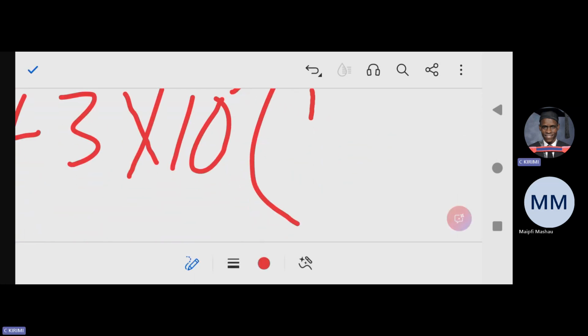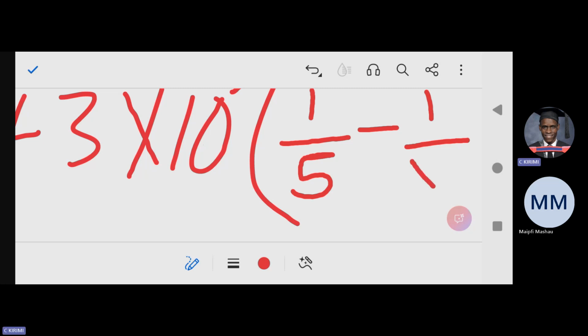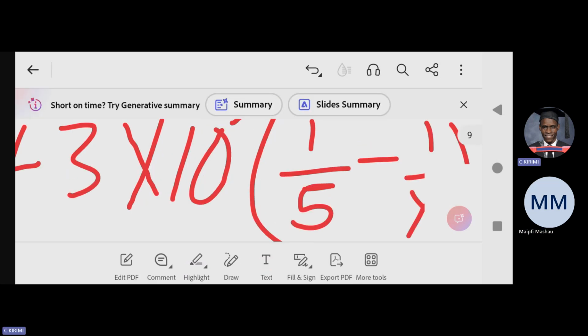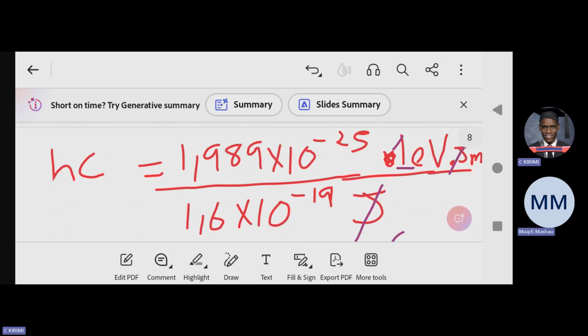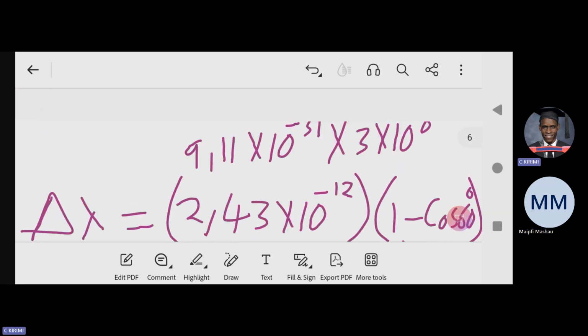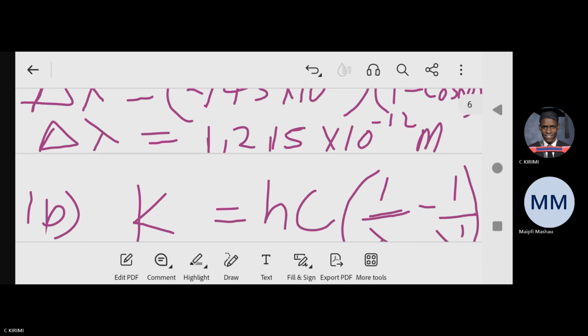So which means 1 over lambda initial, and what was the initial lambda? 5 nanometers. Minus 1 over, what was the final lambda? Did you calculate the final lambda? Calculate the final lambda from the previous question. We found that our change in lambda, check, the change in lambda was what? 1.215 times 10 to the power negative 12 meters, isn't it?